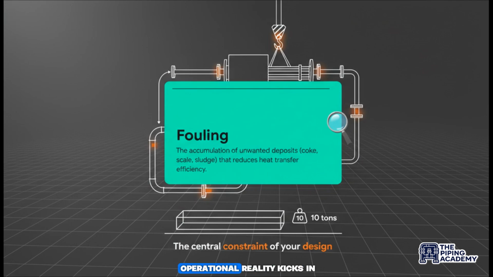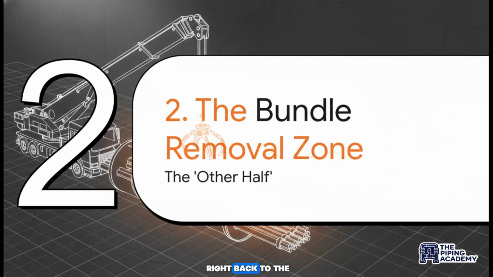Now here's where the operational reality kicks in. Over time, those fluids get dirty. They leave behind deposits, things like coke, scale, or sludge. This whole process is called fouling. And when an exchanger fouls up, it just stops transferring heat the way it's supposed to. The only way to fix it is to open up one end, pull that entire tube bundle out, and clean it. And this is the central constraint that drives your entire design. You aren't just placing a cylinder. You are placing a cylinder that has a massive removable core that's often 6 meters long and can weigh 10 tons. And that brings us right back to the other half of that iceberg, the bundle removal zone.